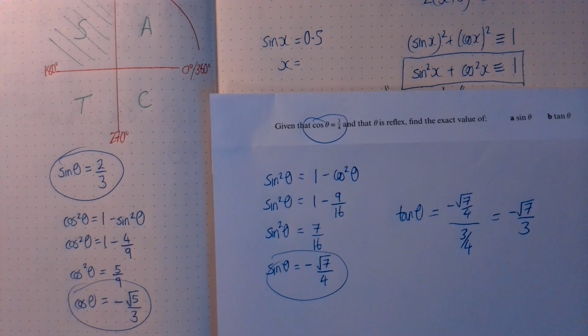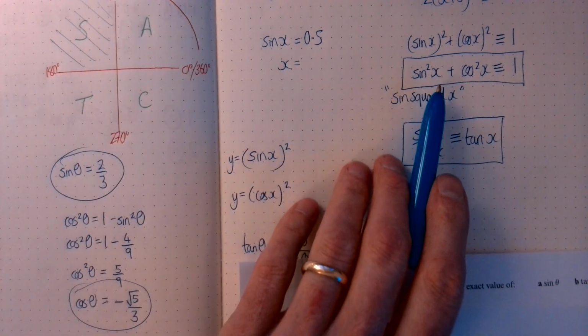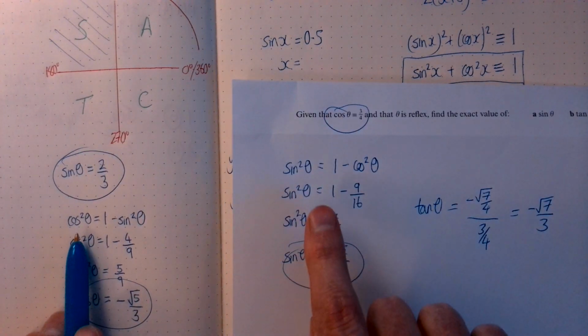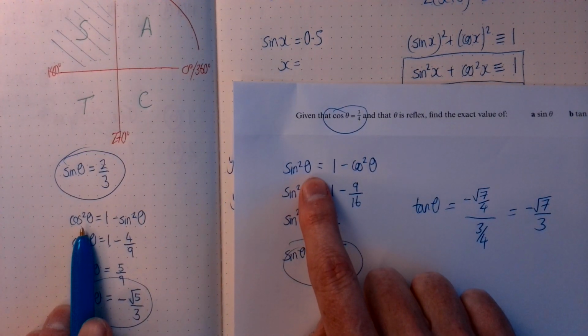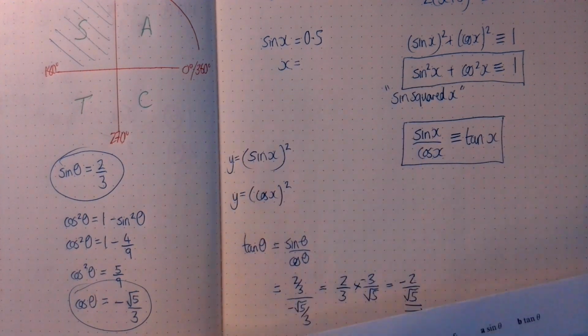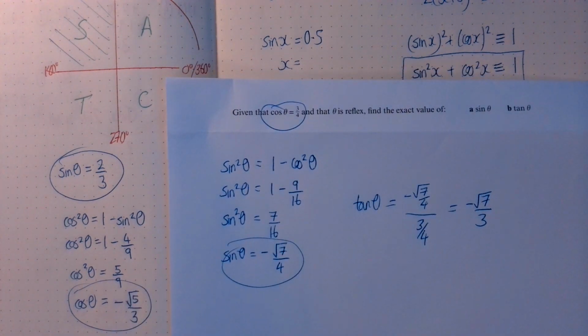Bingo. So I've introduced you to the CAST rule, I've introduced you to this identity, which has two rearrangements, this one and this one, and I've introduced you to the second identity here, and we've used it to solve problems of this type. That is all you missed.